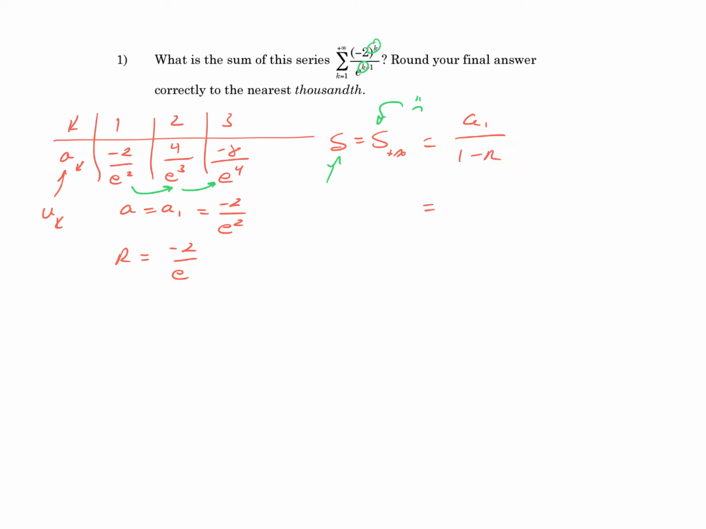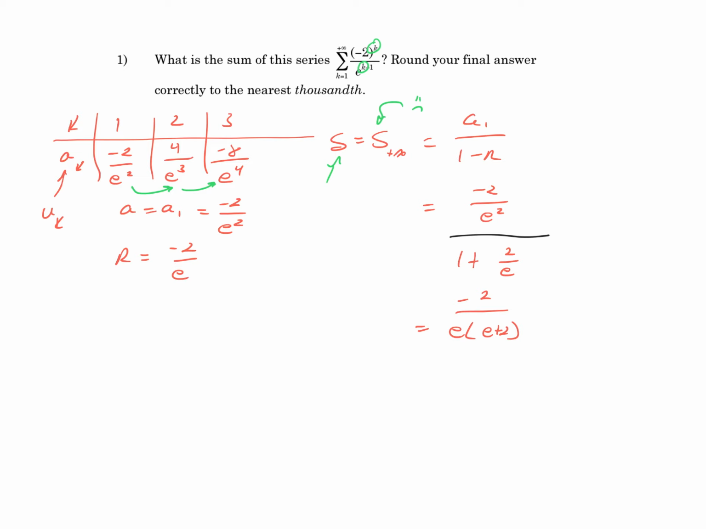So I would just plug it in and simplify it. Negative 2 over e squared, all over 1 plus 2 over e. If you don't mind, I'm going to skip all the algebra, and that takes us right to negative 2 over e times the quantity e plus 2.